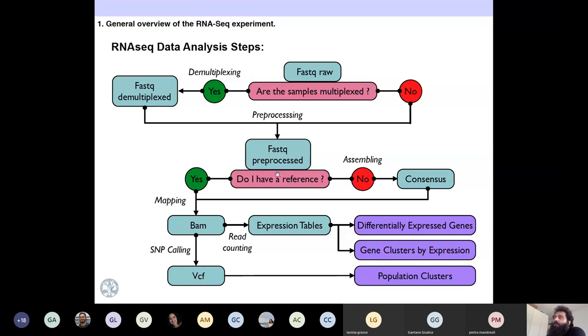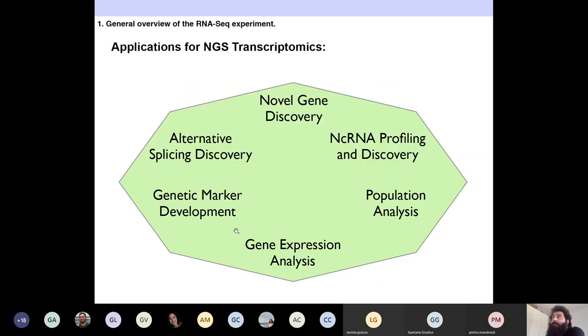And then you need to ask, do you have a reference? If you don't have a reference, you may need to do an assembly to find a consensus. If you have a reference, you need to map them. You will have BAM files. And with the BAM files, you may have some expression tables. And from this expression table, you do the differential gene expression analysis and maybe gene clustering by expression. Sometimes you may want to do some population clustering, but that is completely out of the scope of this course. Okay, so that will be kind of a pipeline for how you do the analysis. But again, we will go to those steps later.